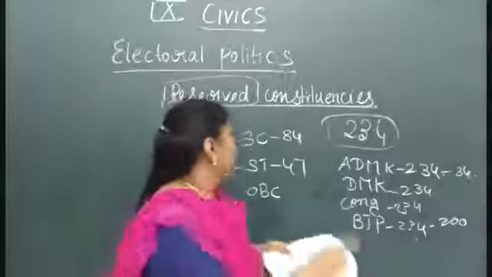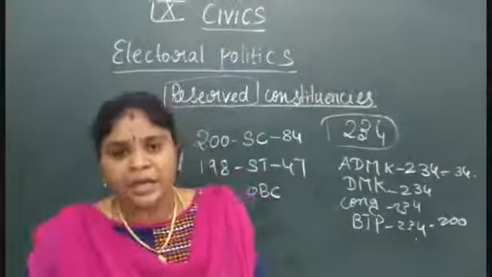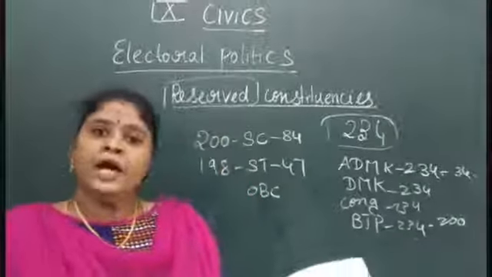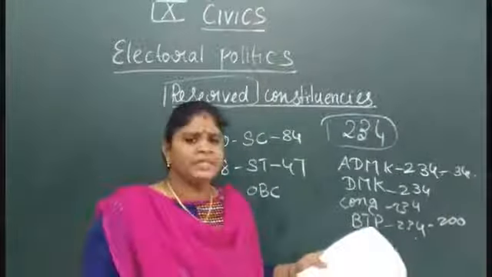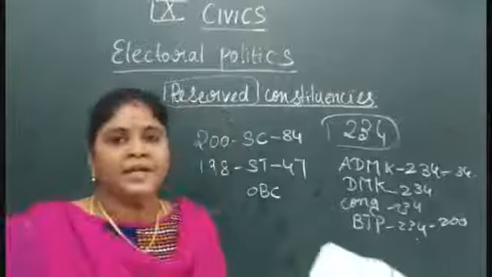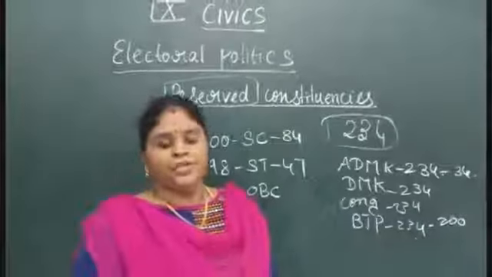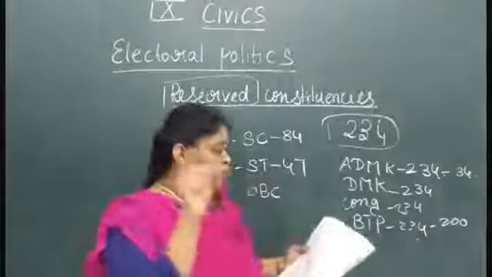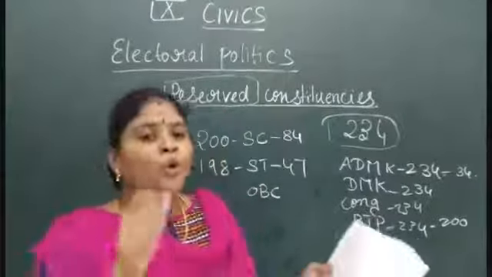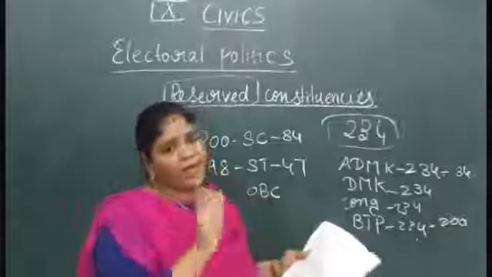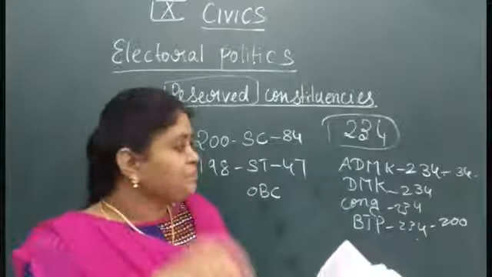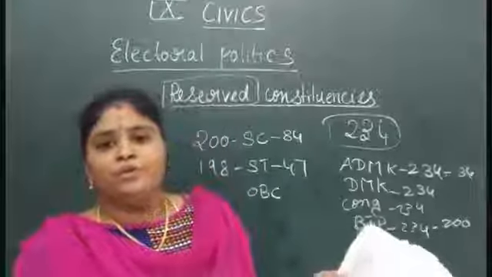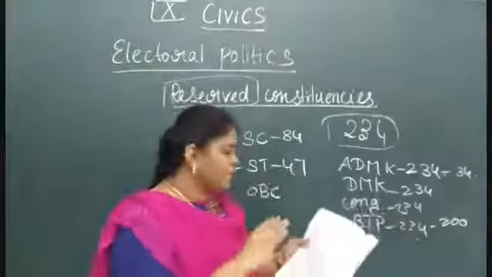Also, you can find that the reservations are there for the SCs and STs, like in the panchayat, in the urban areas. Whether it is a municipality or a corporation, whatever it is, you can find that they will have a reservation. And even in local body, you can find that the OBC, that is other backward classes, will be prevailing. Then another proportion of segregation is also prevailing, that I will explain to you.